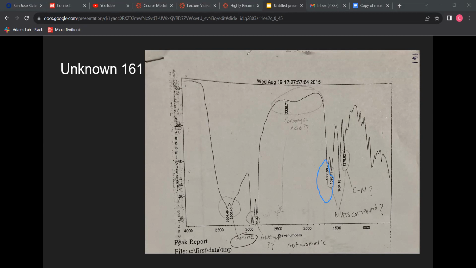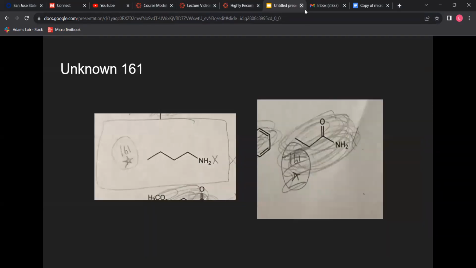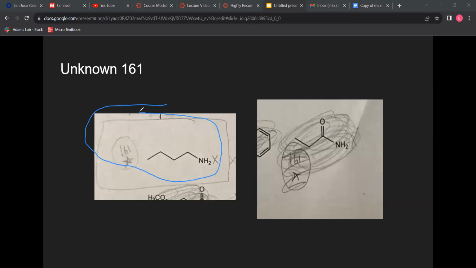So, with that in mind, I ruled out the presence of any oxygen, and I settled on the compound being this left one right here, which is 1-butylamine.